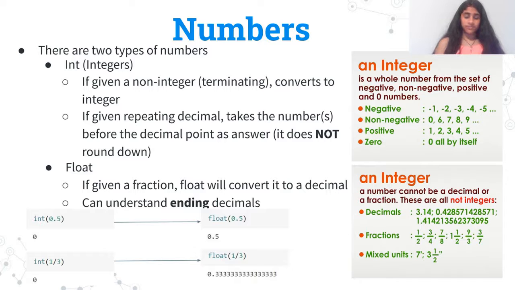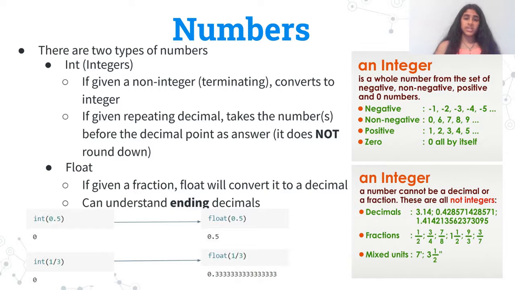For floats, it can take decimals. So if given a fraction, it will convert it into a decimal. So 1/2 will become 0.5. It can understand ending decimals only. So if you write 0.35, it will leave it at 0.35. It won't change it to 0. But for terminating decimals, you can see it in the picture below. It just made 1/3 into 0.333, and then it ended it at some point.